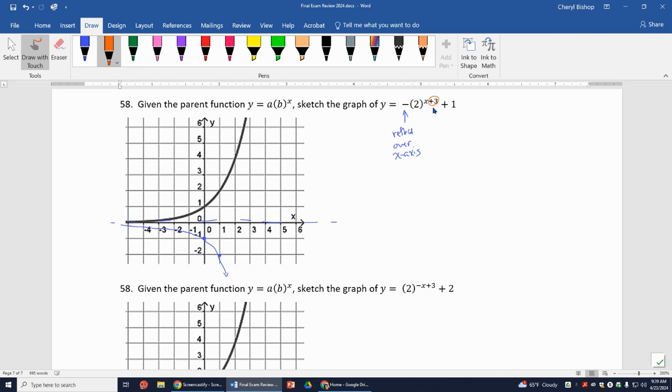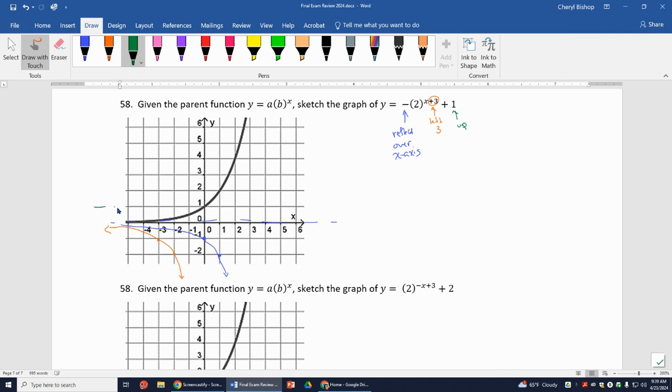Then when I add this 3, that's going to move me left 3. So this is going to go 1, 2, 3. This is going to go 1, 2, 3. My horizontal asymptote's still going to stay there, so now we're going to look something like this. And then last but not least, this plus 1 is going to move the whole graph up 1.